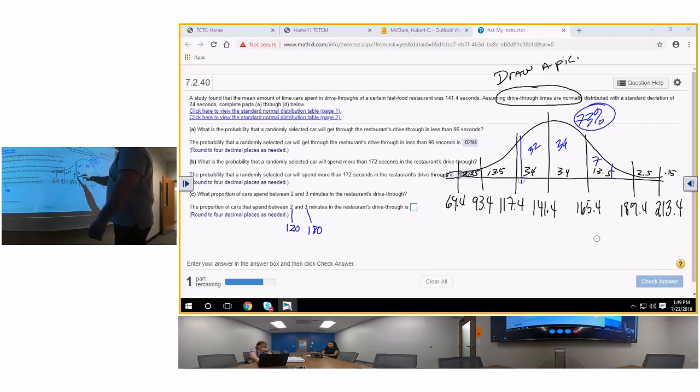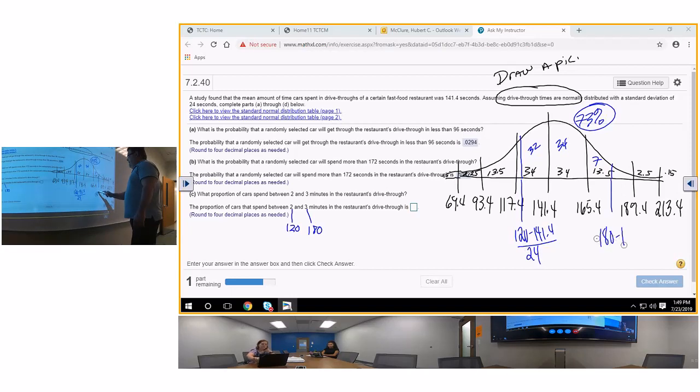So let's change this one. This one's going to be 120 minus 141.4 over 24. Somebody give me 2 digits there. Here is going to be 180 minus 141.4 over 24. Somebody give me this one. Now I'm going to say it's going to be negative 0.8. What is it? Which one? This one, 120. I say negative 0.8, 0.7.